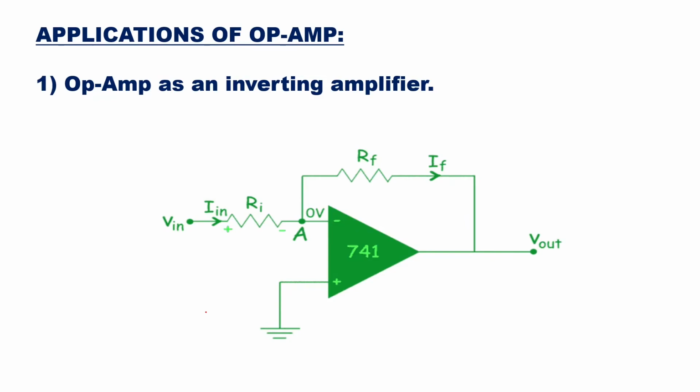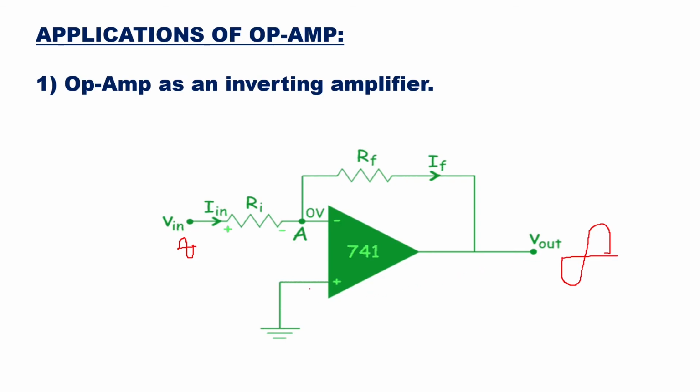Then we'll go to see some applications of op-amp. Op-amp can be used in many applications. So here the first application we are seeing is op-amp as an inverting amplifier. So here this one input is given to the inverting input. So if this is your input here, the inverting amplifier will give an output like this. Okay, output like this. So inverted version.